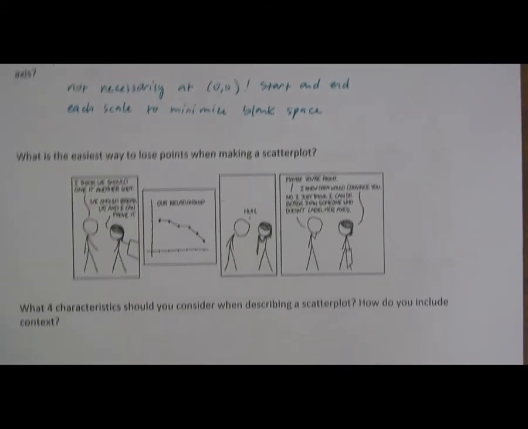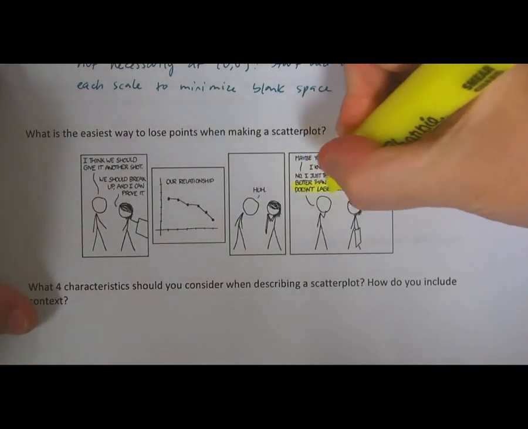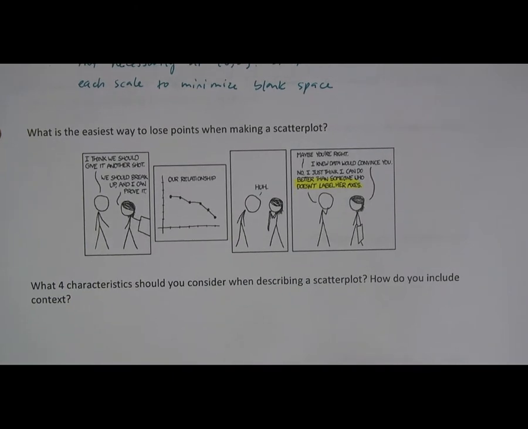When they're grading your scatter plots on the AP exam, the easiest way to lose points is, there's a little cartoon for you, label your axes. Label, put your units, get all those points that you can.